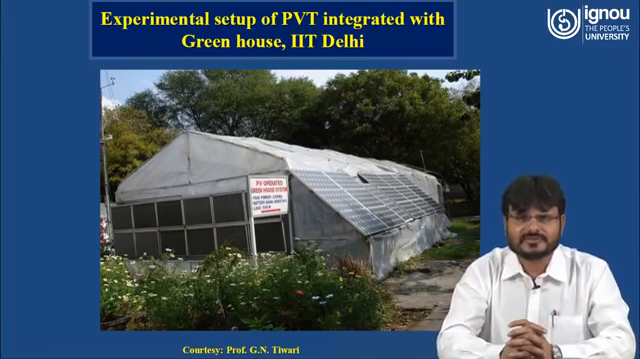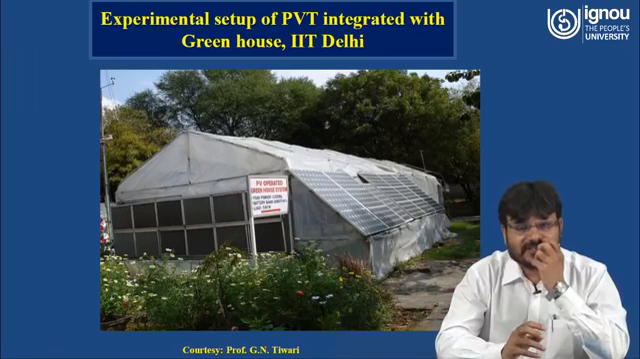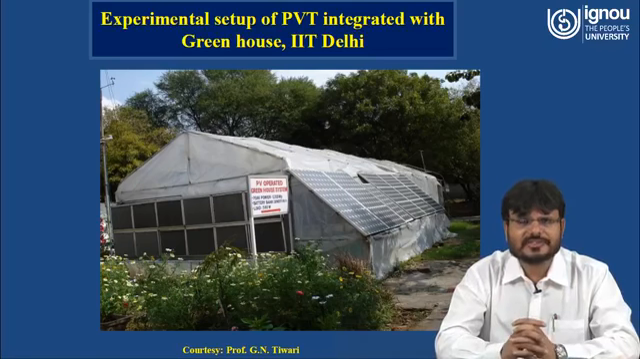Here you can see the experimental setup of the PVT integrated greenhouse, which was made at IIT Delhi in the Center for Energy Studies department. There was one solar house, and I am thankful to Professor G.N. Tiwari sir, who is my guide, who made this solar greenhouse. Here you can see the total solar greenhouse. It was made with glazing, that means the roof was made of plastic sheet. Here you can see a number of PV modules, around 12 PV modules, and you can also see some cooling pads are used.